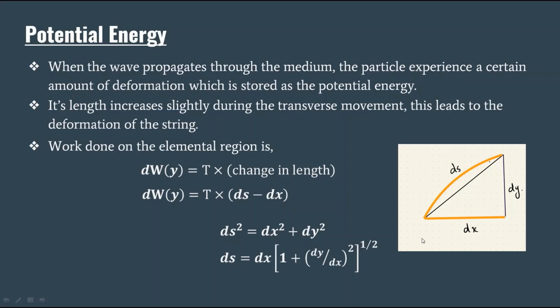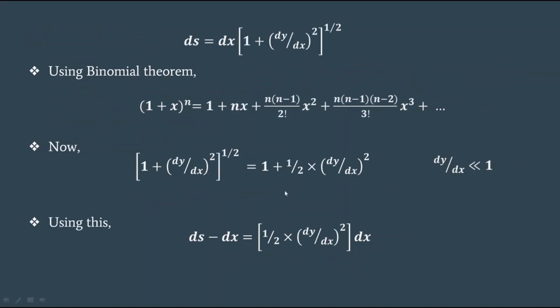This is clear that dx is the original length and ds is the new length upon stretching dx. Now we can apply the Pythagoras theorem. Here ds can be approximated as a line and we can write ds² = dx² + dy². After rearrangement, ds = dx (1 + (dy/dx)²)^(1/2). To expand it, we use the binomial theorem given by (1 + x)^n = 1 + nx + n(n-1)/2! x² + etc.